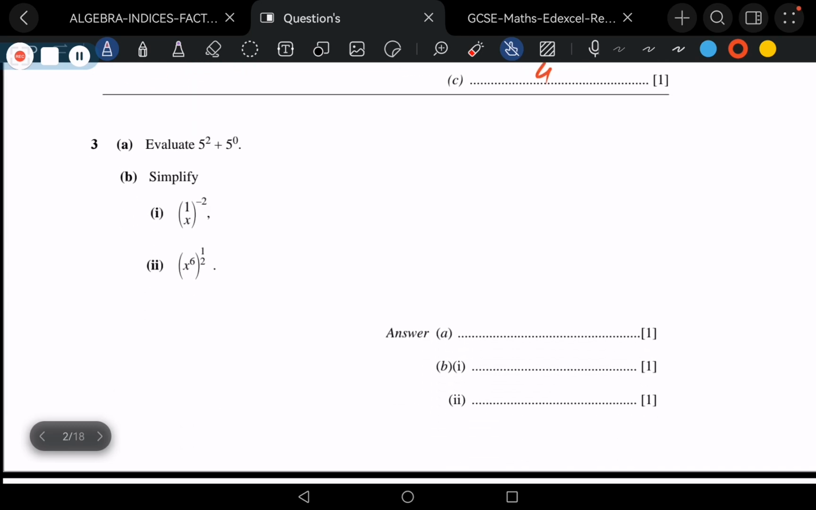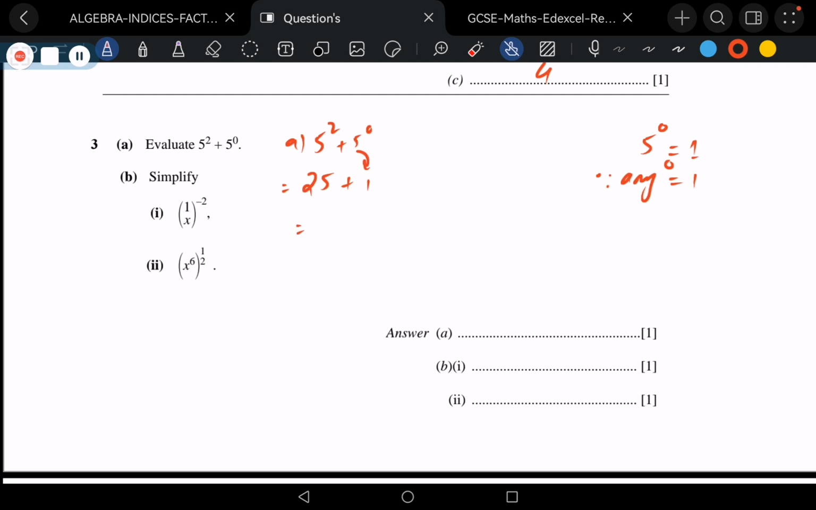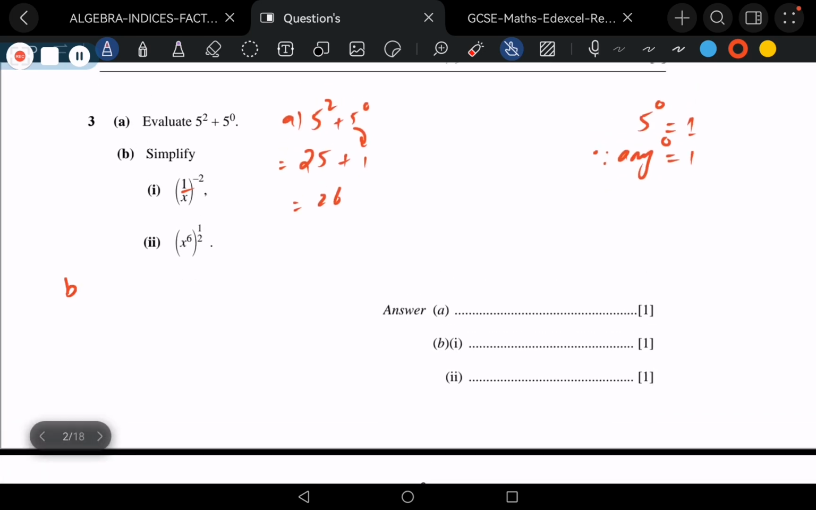This one, having the A part first. So 5 square plus 5 power 0. 5 square is 25 because 5 times 5. 5 power 0 is any number power 0. We learned this rule in the notes. 5 power 0 is 1. Any number having power 0 is 1. So you can write that any number having power 0 is 1. By giving the reference of this property, I can write 5 power 0 as 1. 25 plus 1 is 26. We did this question in the notes as well. Then the B part I'm doing here.